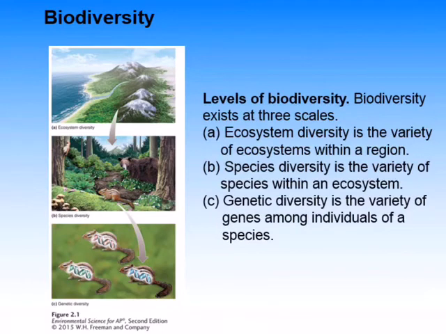So the first environmental indicator I mentioned is biodiversity, and we're going to see biodiversity throughout the course. Biodiversity can be measured in 3 major ways. So the first level of biodiversity is ecosystem diversity. Ecosystem diversity is looking at the variety of ecosystems within a region. So how many different ecosystems exist in a region?